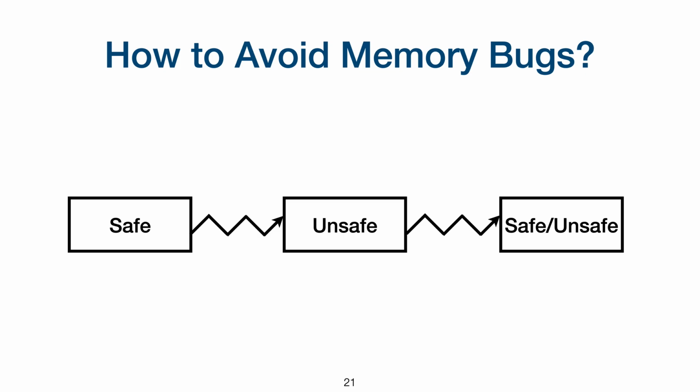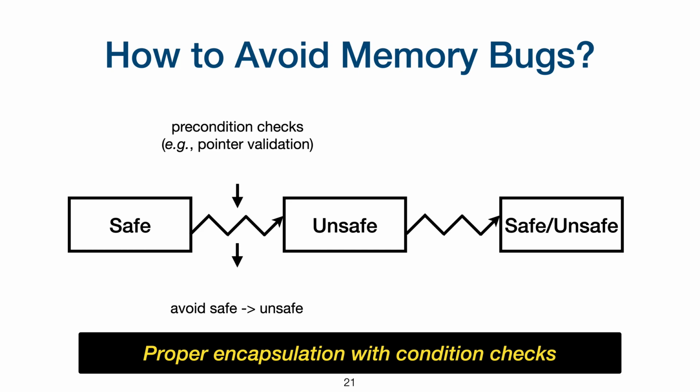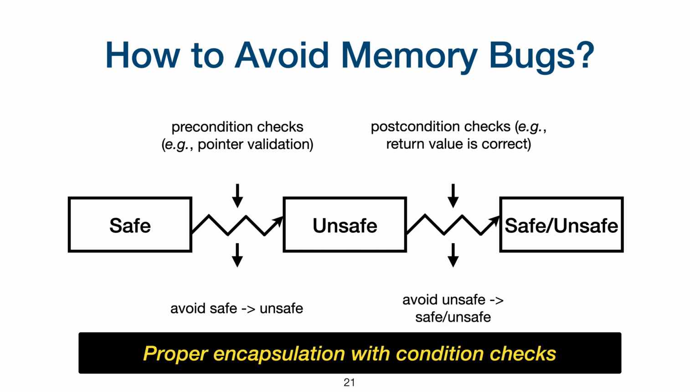Since all memory bugs involve unsafe code, we should properly encapsulate them by performing careful checks. When entering unsafe code, programmers can check the preconditions such as the validity of the pointer input to the unsafe code. When leaving the unsafe code, programmers can check the post conditions like the correctness of the return value to guarantee the correctness of the subsequent code.